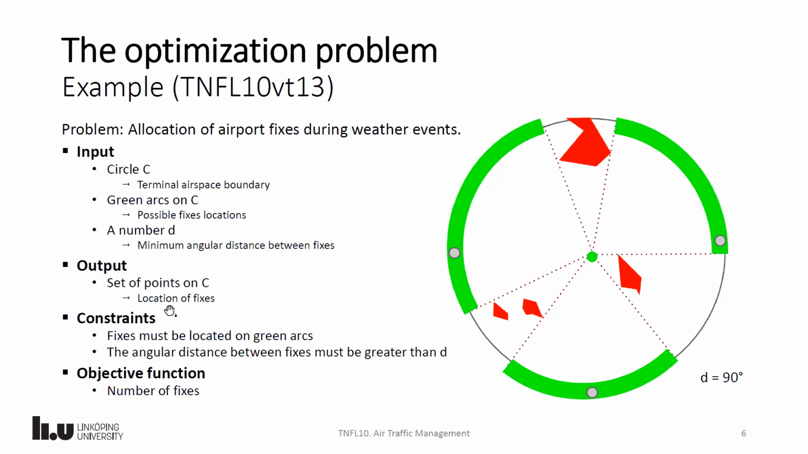Then we have the output, that could be a set of points on C, which is the location of those fixes, this over here. And the constraints are that the fixes must be in these green arcs. They must not be over these areas over here. And also the angular distance between the fixes must be greater than this distance D. So the objective function in this case would be the number of fixes. This is something that we want to maximize.